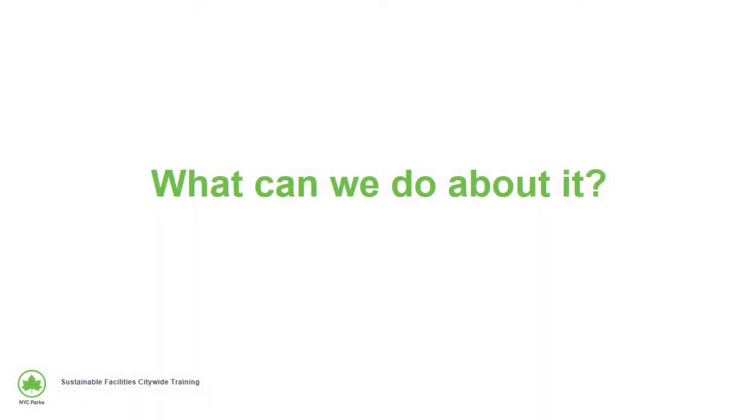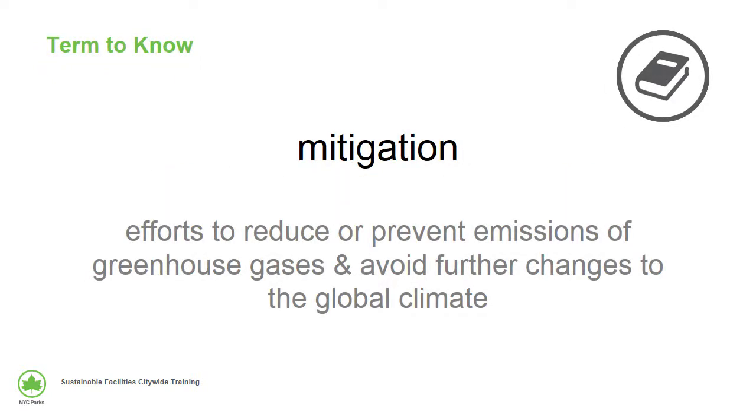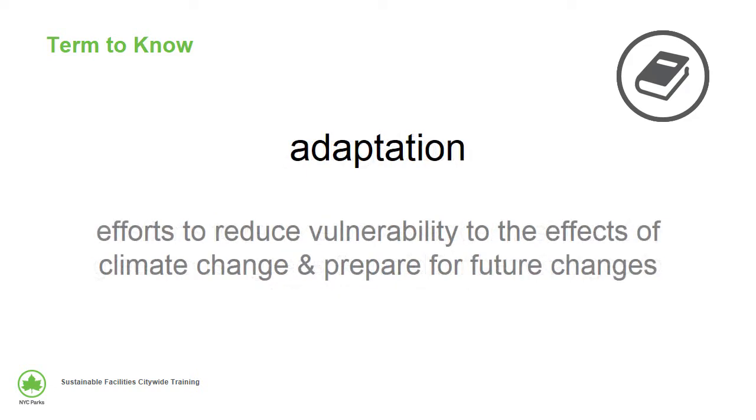So what can we do about all of this? Strategies for preparing for and combating climate change are typically split into 2 distinct categories. Mitigation, which includes any and all efforts to reduce or prevent emissions of greenhouse gases and avoid further changes to the global climate, and adaptation, which includes any and all efforts to reduce vulnerability to the effects of climate change and prepare for future changes.